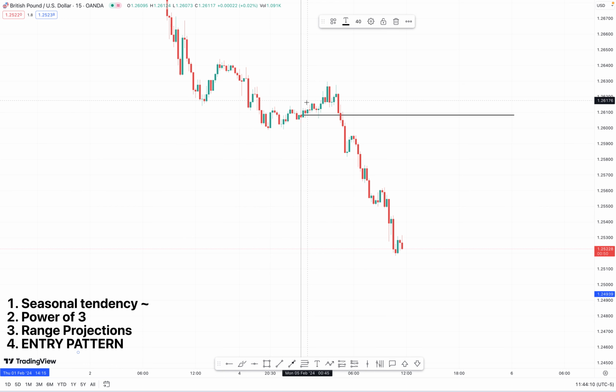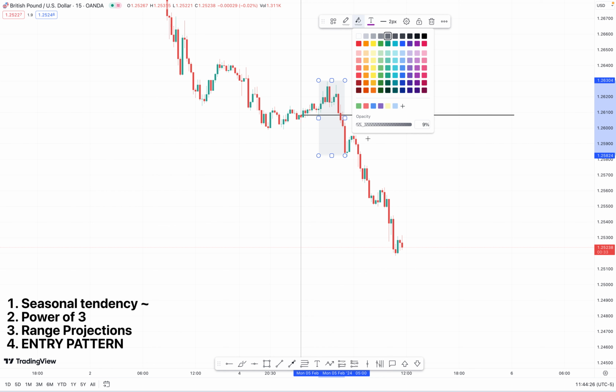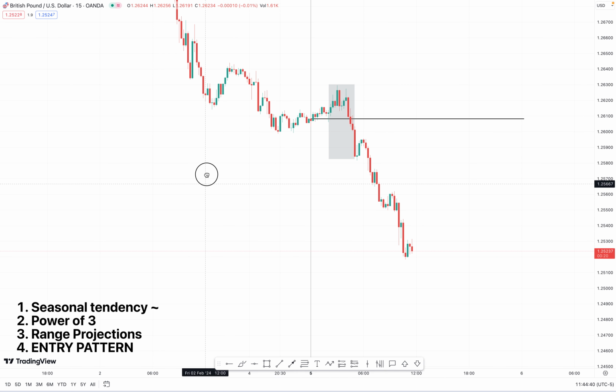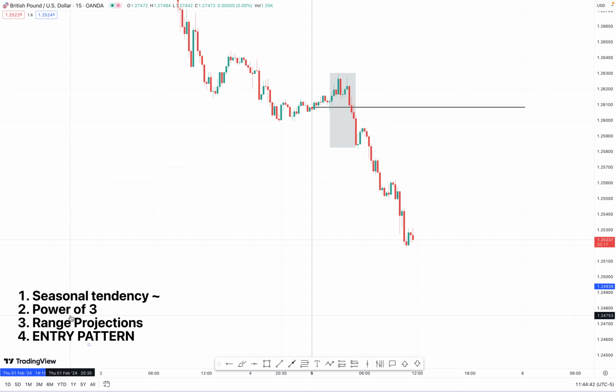Power of 3. So we're buying above the open during New York and London session. So that's between 2 and 5. Between 2 and 5, we know if we're above the day open, we're selling. If we're below, we are buying, right? And now, so we've got power of 3 in.